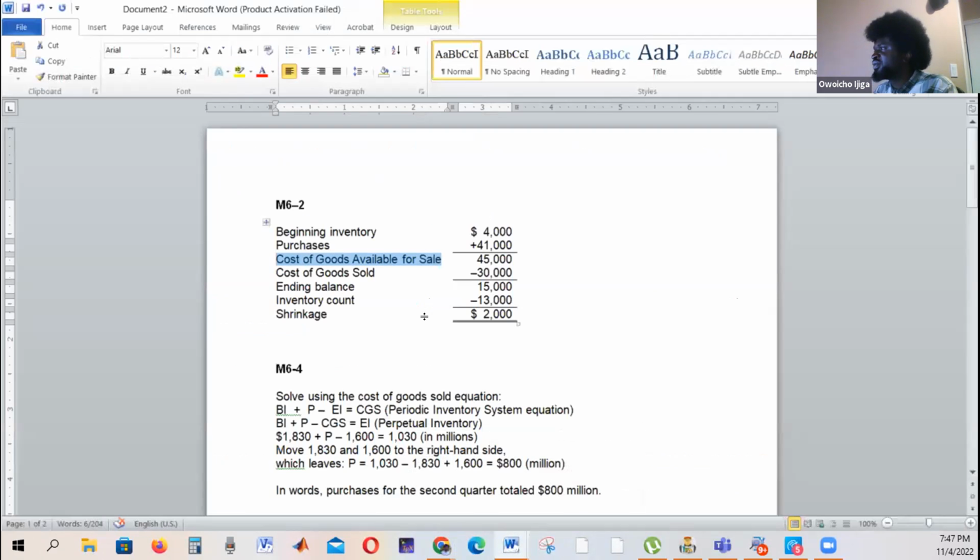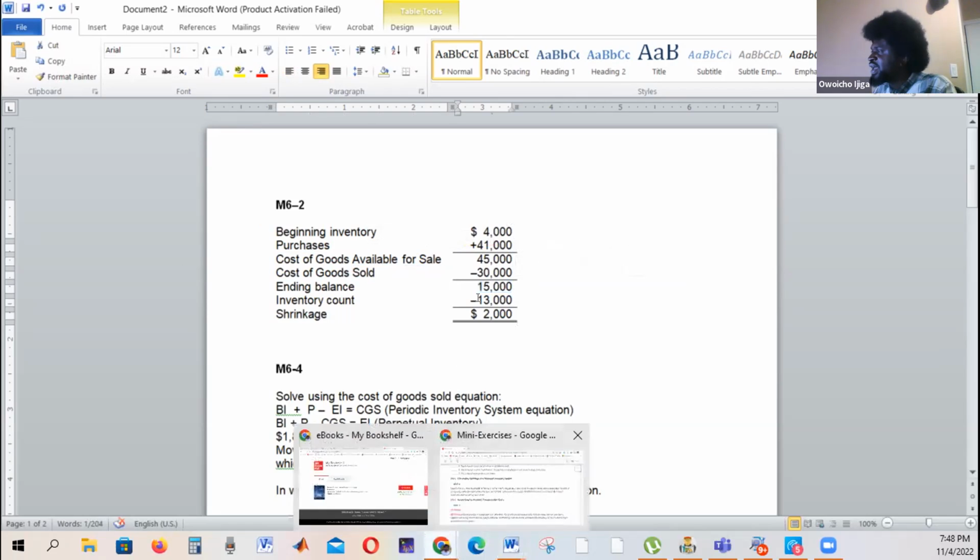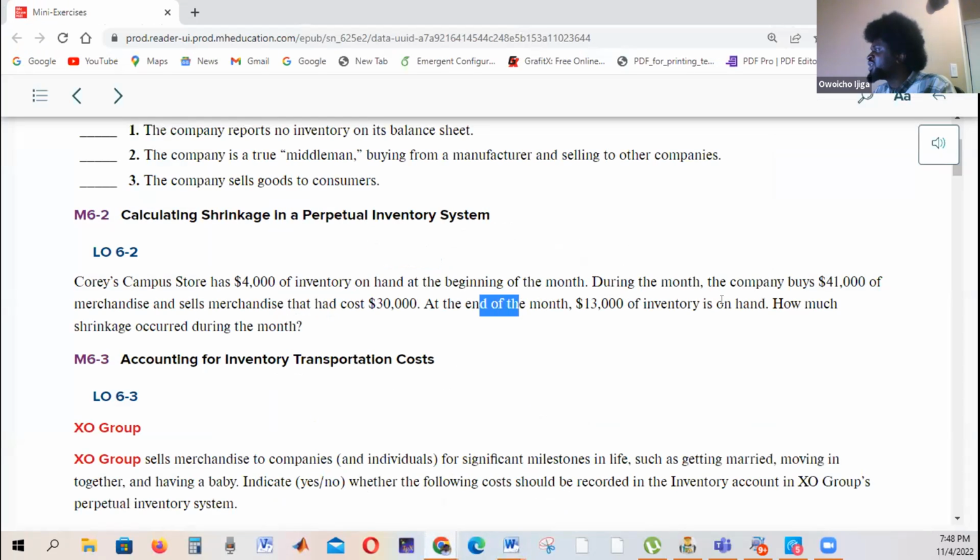Okay, so this is the cost of goods sold, $30,000, as mentioned in the equation. Therefore, your ending balance becomes the difference between the goods available for sale and the cost of goods sold. That gives you your ending balance, which is this. And if we read the question further, it says at the end of the month, $13,000 of inventory is on hand.